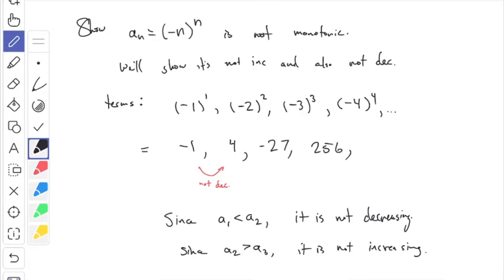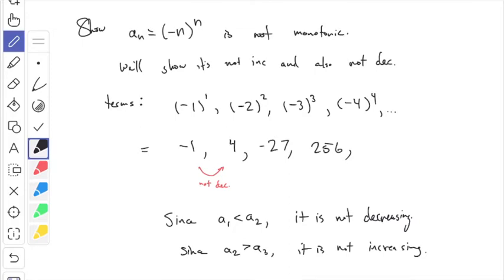Any questions about that? This is maybe a little confusing, but it's easier, algebraically speaking. You don't have to do a whole lot of algebra to demonstrate something is not increasing or not decreasing. All right?